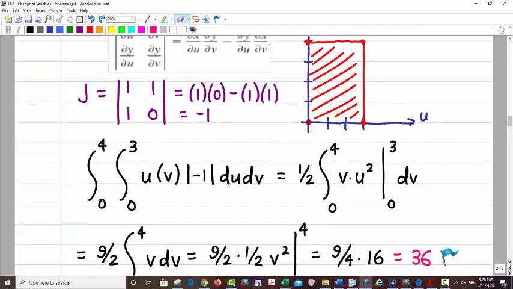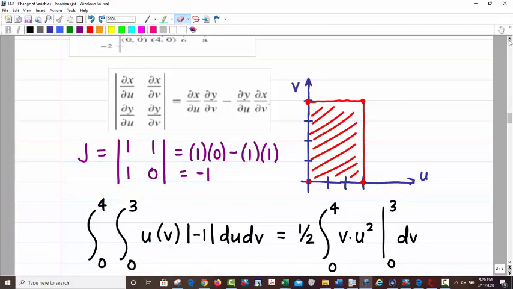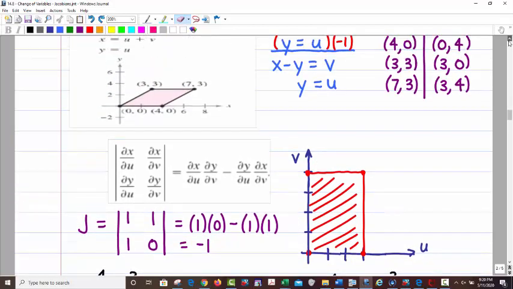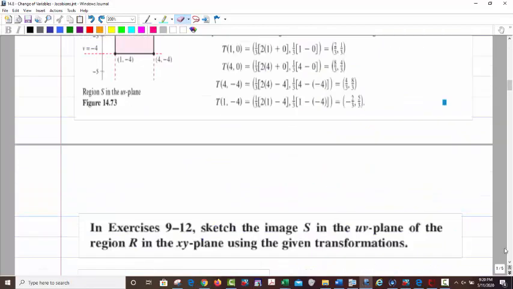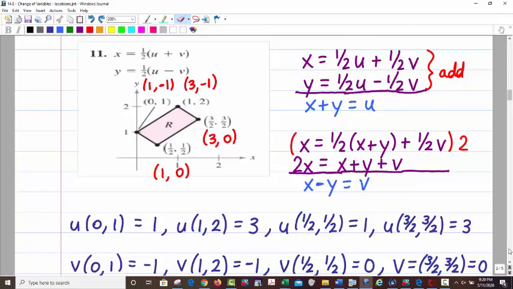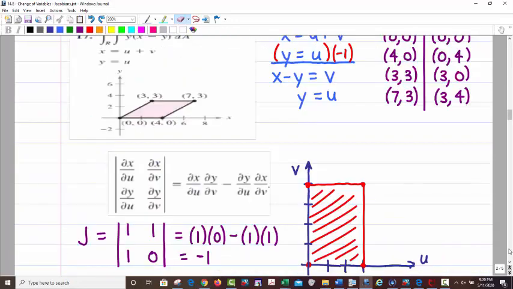However, very important, the Jacobian itself is negative 1, but this number that you put in here, we're always taking the absolute value. So it's always going to be positive. Now we have to convert our integral, our x's and y's, over to u's and v's for integration purposes. And that's not difficult to do.